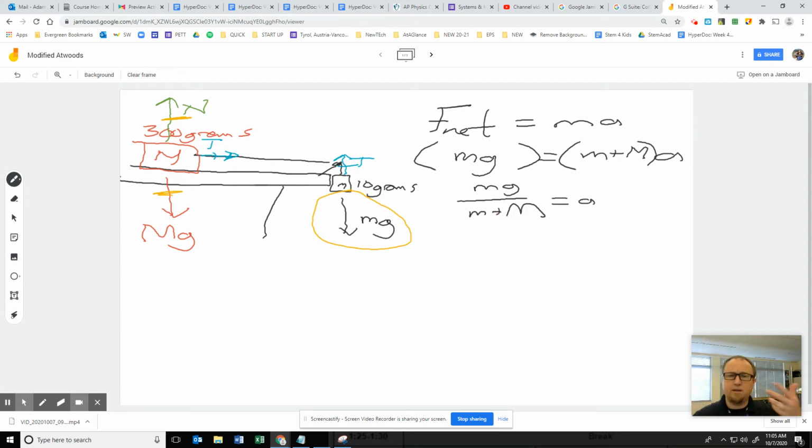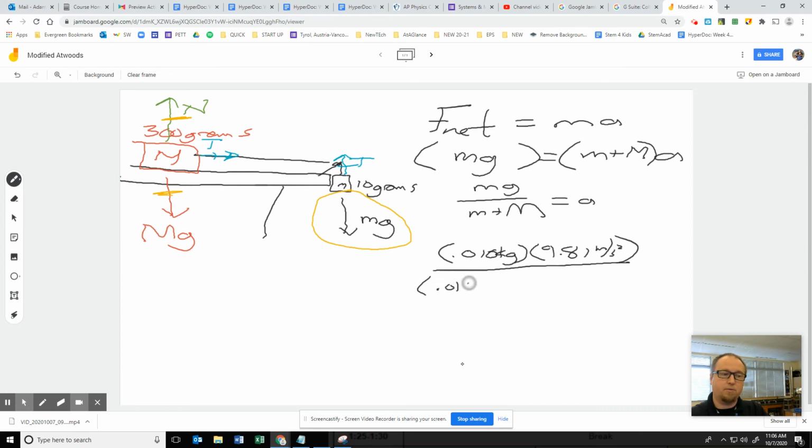What we're going to do now is plug in our values. So we have 10 grams, 0.010 kilograms. I'm going to write kilograms just to make sure it's clear what these values are. To turn grams into kilograms, I divide by 1,000. For g, I'm going to use 9.81 to get it as accurate as possible, because we're using very accurate masses here. So let's see what we get. And then below, I have the small mass plus the big mass, 300 grams, put into kilograms. These are all kilograms. That equals my acceleration.